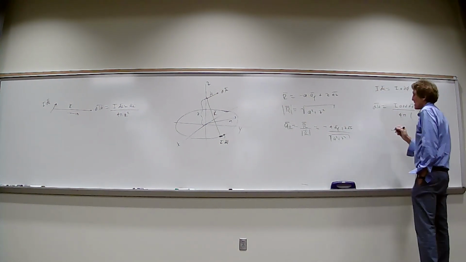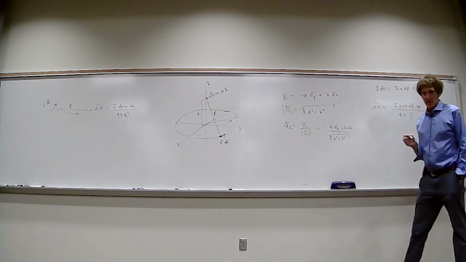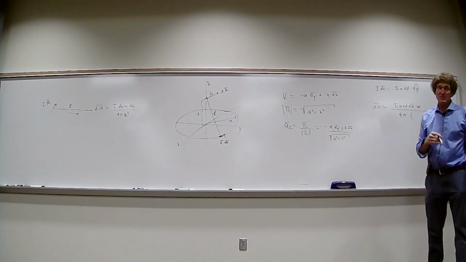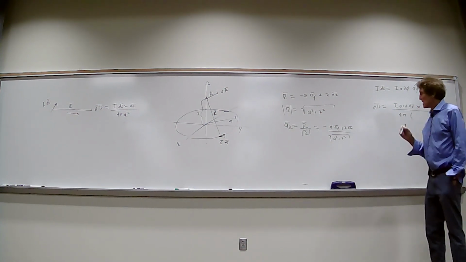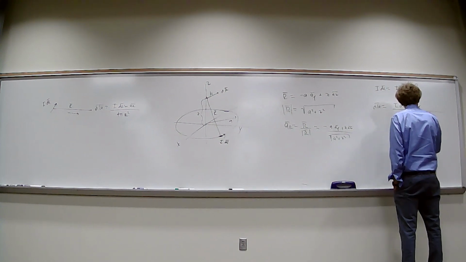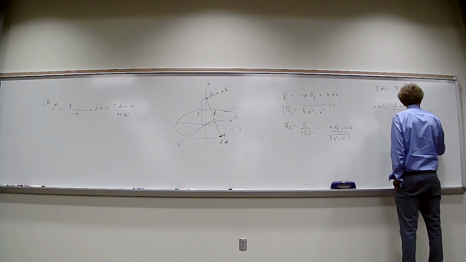Now, R squared is simply a squared plus z squared. Do you all follow me on that? If magnitude R is the square root of that, R squared will be equal to a squared plus z squared. Is everybody good with that? So I'm going to put just a squared plus z squared.